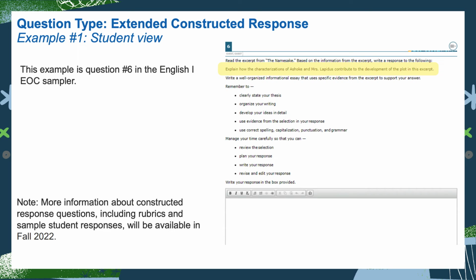If we look at what's being asked, this is clearly a literary analysis question. It is asking how the characterization of 2 of the characters contributed to the plot development. To respond thoroughly, students need to know the plot elements. They need to understand how the characters are presented and then make a connection between the 2. Specific evidence from the text and explanation of the student's thinking are required components of this essay.